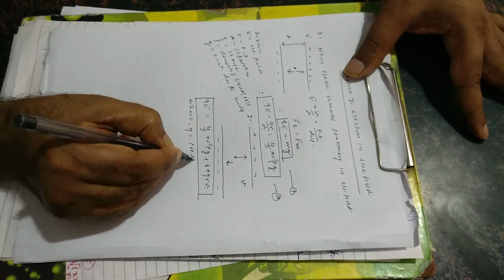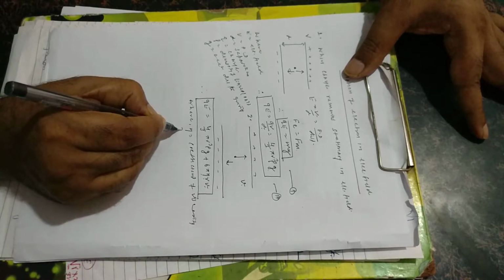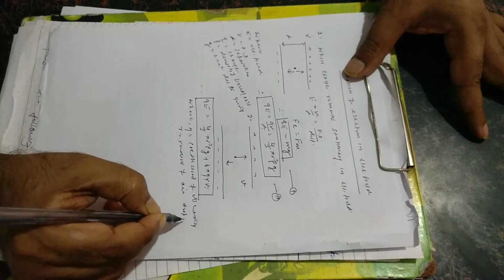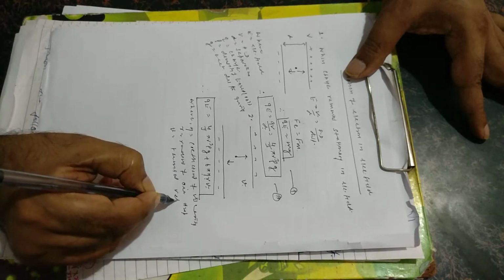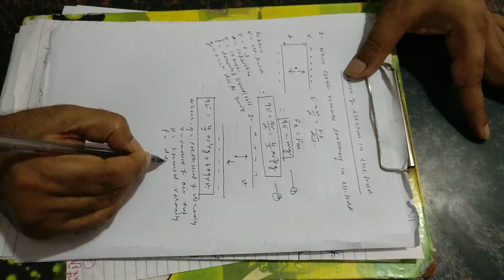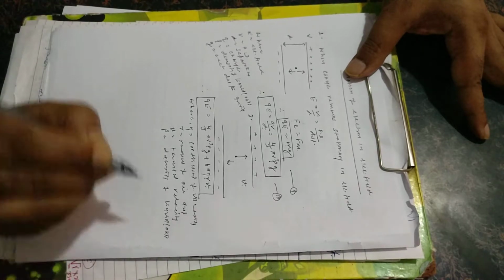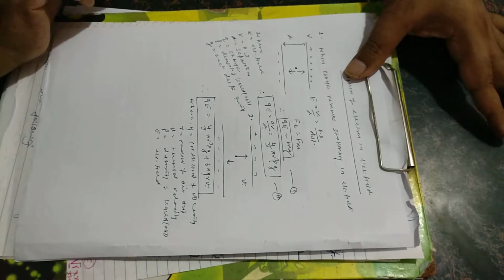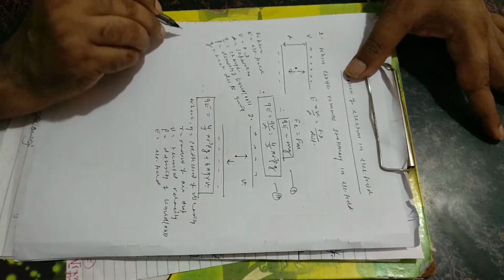where eta is coefficient of viscosity, r is radius of oil drop, v equal to terminal velocity, rho equal to density of liquid or oil, E equal to electric field. So this is the second type of question.